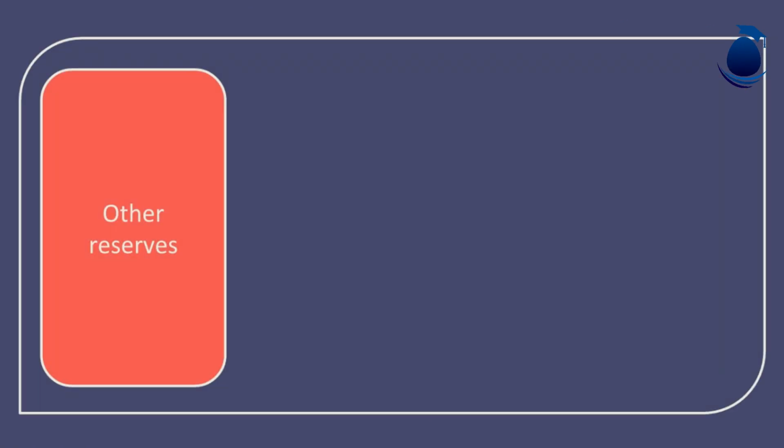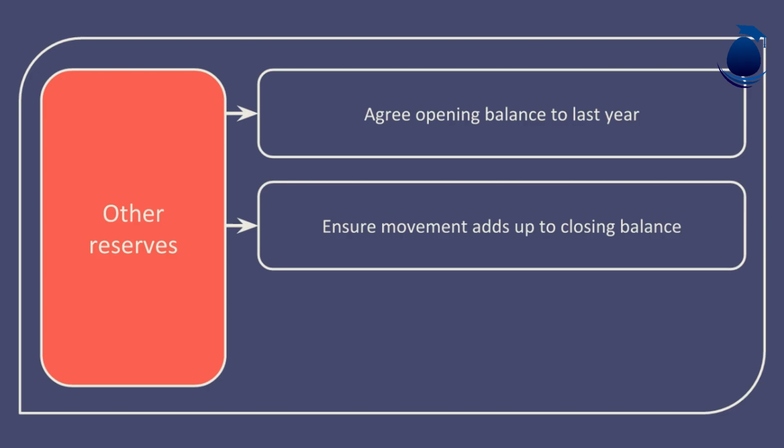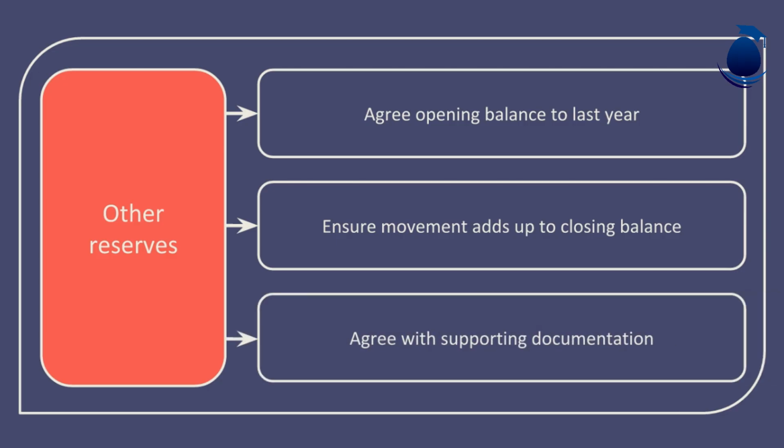Other reserves could include the revaluation reserve as an example. To audit this balance, the auditor must ensure that the opening balance agrees to last year, the movements in reserves add up to the closing balance, and that any movements agree with supporting documentation, for example, a valuation report.